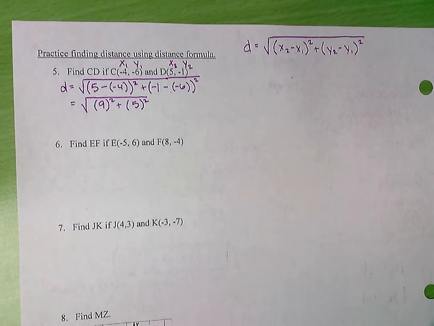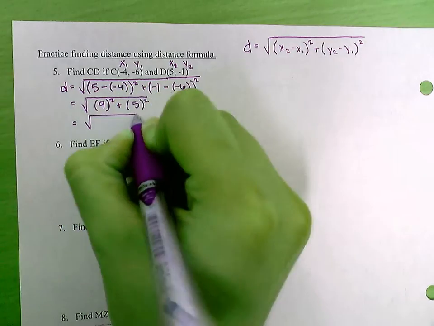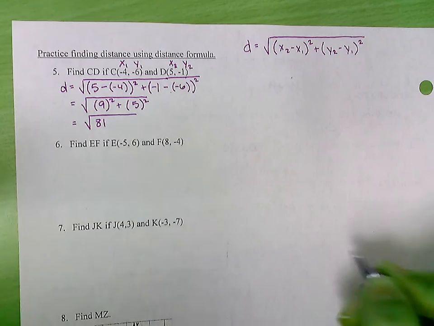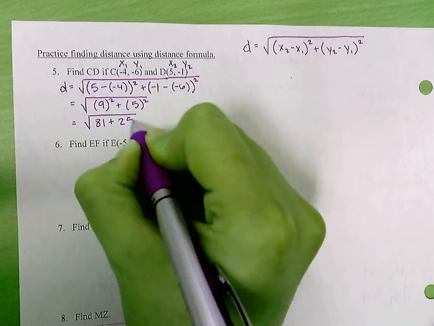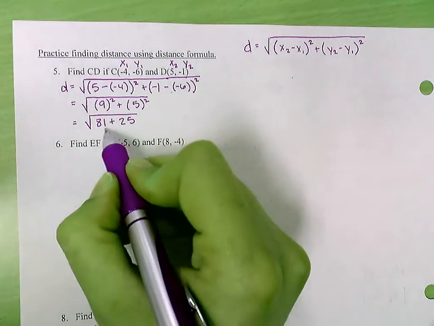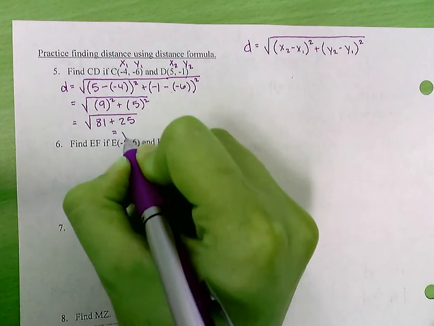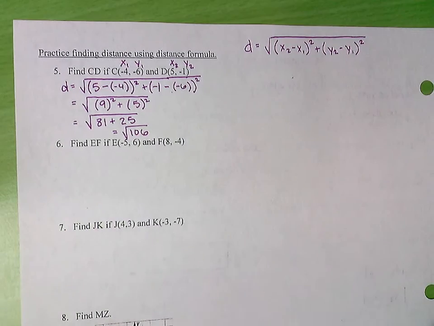Do not just take the square root of both of those and say it's just 9 plus 5. It's not. Okay? You actually have to square both of these numbers. So 9 squared is 81. Plus 5 squared is 25. From here, I need to add together both of those numbers. Okay, I end up getting the square root of 106.